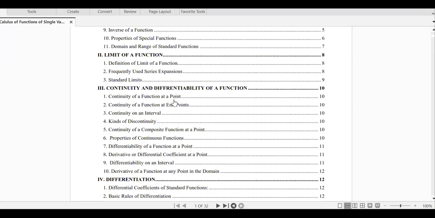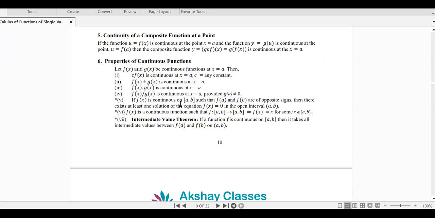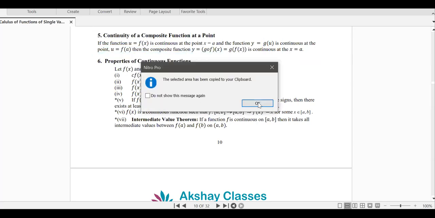So in the last class, we had discussed continuity of a function at a point, continuity of a function at endpoints, continuity on an interval, and the kinds of discontinuity. Now, continuity of composite functions, just a short thing. It is not a difficult thing. Continuity of composite functions and continuity properties of continuous functions, these two, and then we move on to differentiability.